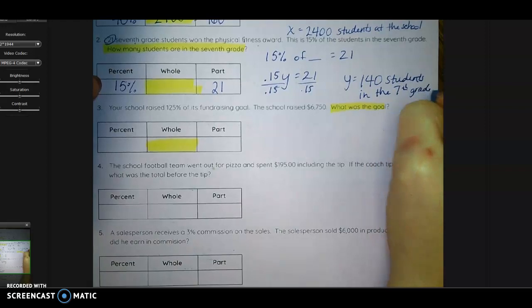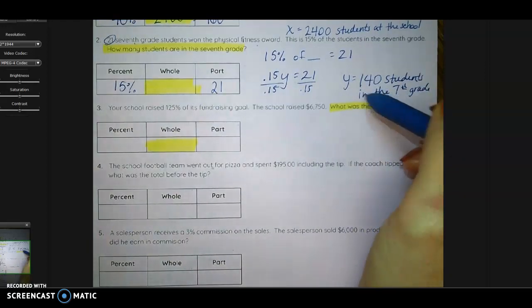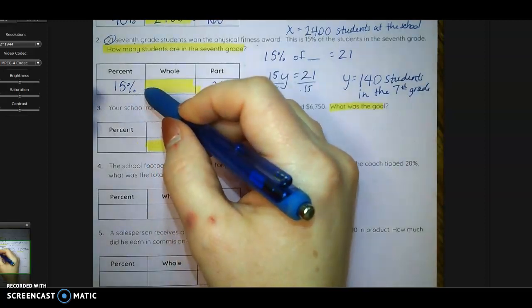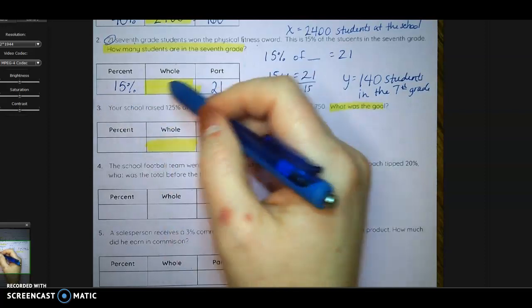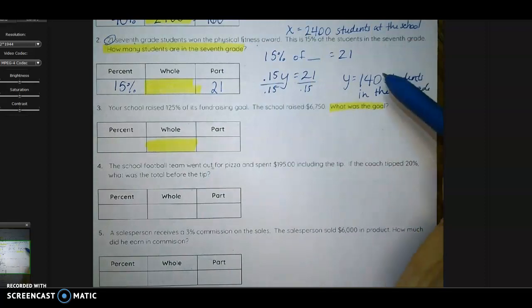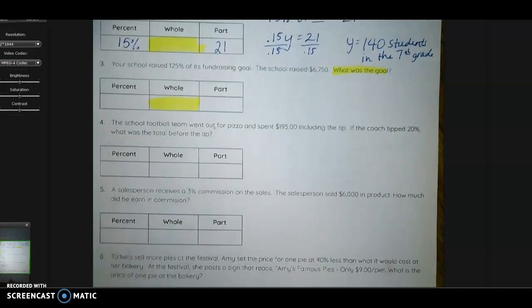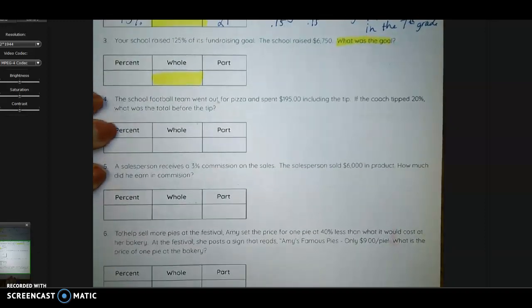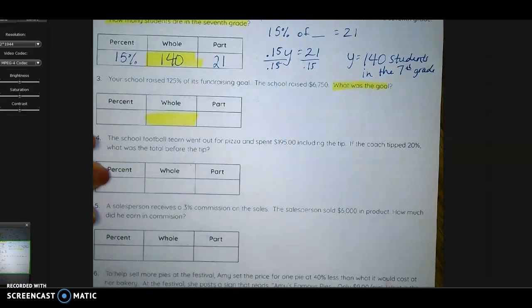And since this is just part, I know that my answer should be bigger. I also know that this is 15%. Well, 15% is really close to 10%, so I could multiply that times 10, and that should be close to what my answer is. So I can do some common sense estimating to make sure that my answer makes sense and that it might be correct. Remember, I can also take that number, put it back in here, and do 15% times 140 and see if I indeed get 21.